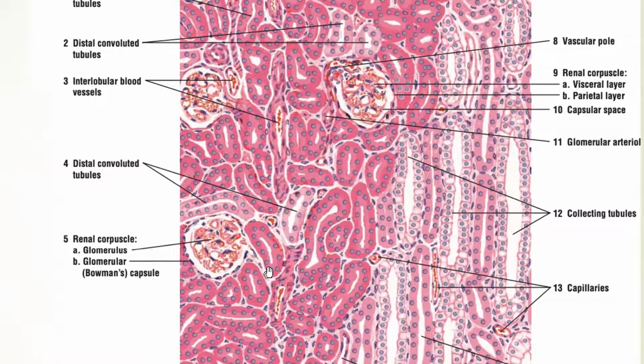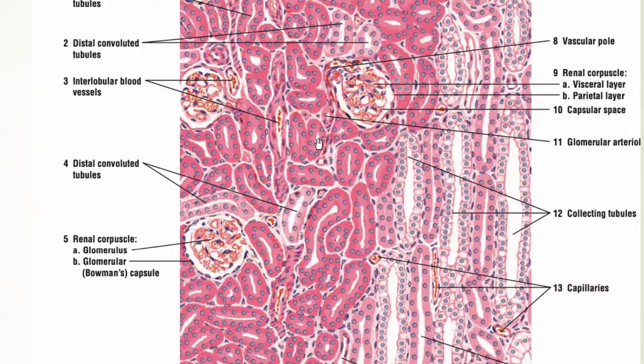The Bowman's capsule has two layers. One layer is visceral, which is attached to the glomerulus, and one layer is parietal, which is located outside. Between visceral and parietal, you have the capsular space where the filtrate can flow.